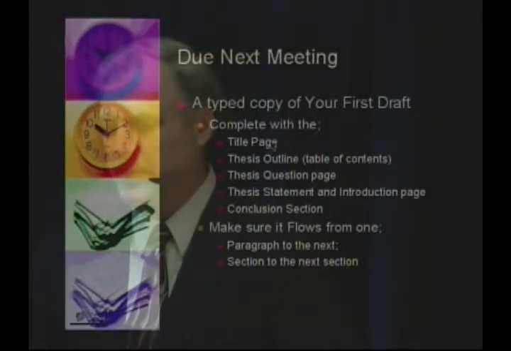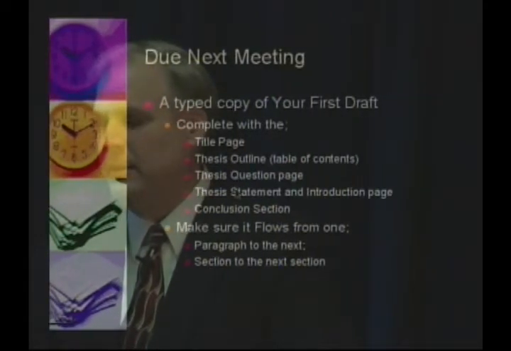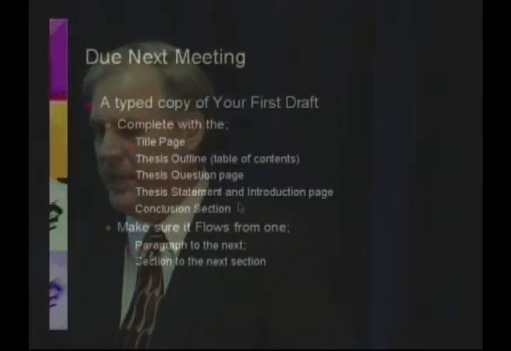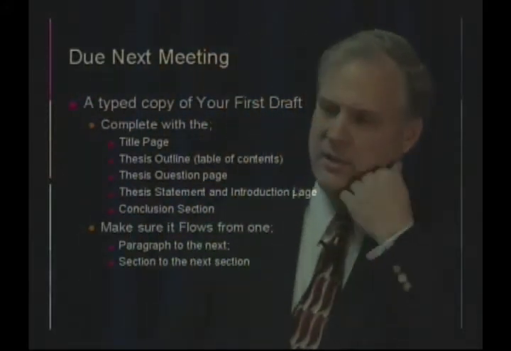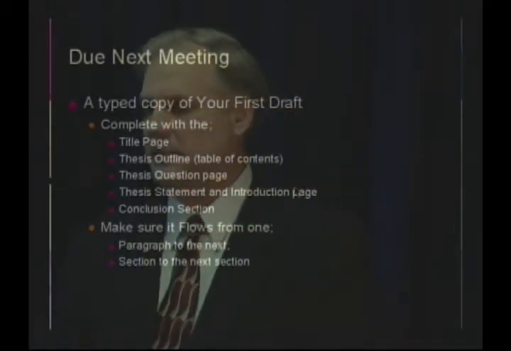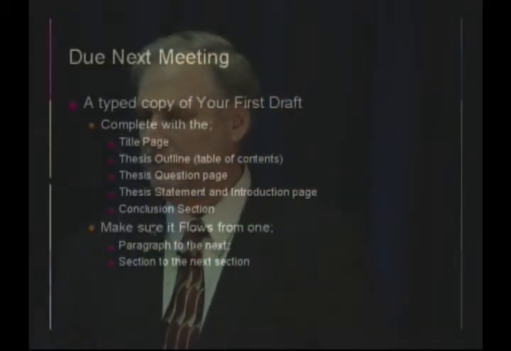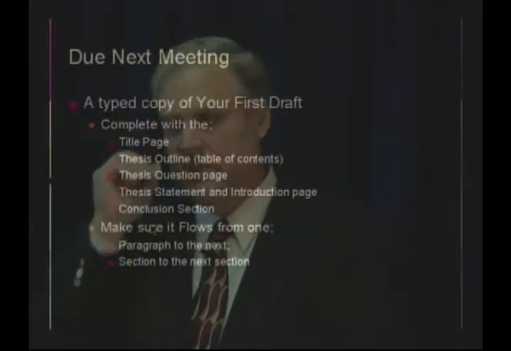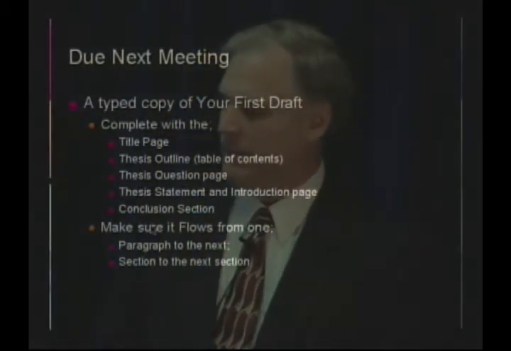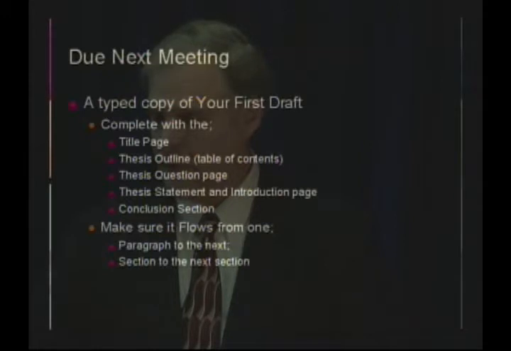Make sure that it's complete with the title page, your thesis outline, which is your table of contents, and the thesis question page. Those are pages 1, 2, 3, and page 4 begins the thesis statement introduction page, properly numbered. Make sure that you also provide a conclusion section. Notice it says conclusion section because you're not going to write the conclusion yet. I also noted up here, thesis statement, introduction page. You don't have to have the introduction written. And then lastly, just a little reminder, make sure your paper flows from one paragraph to the next and from one section to the next. It should read smoothly. Nobody should get lost wondering what you're talking about and how you got to where you are in the paper. Are there any questions?